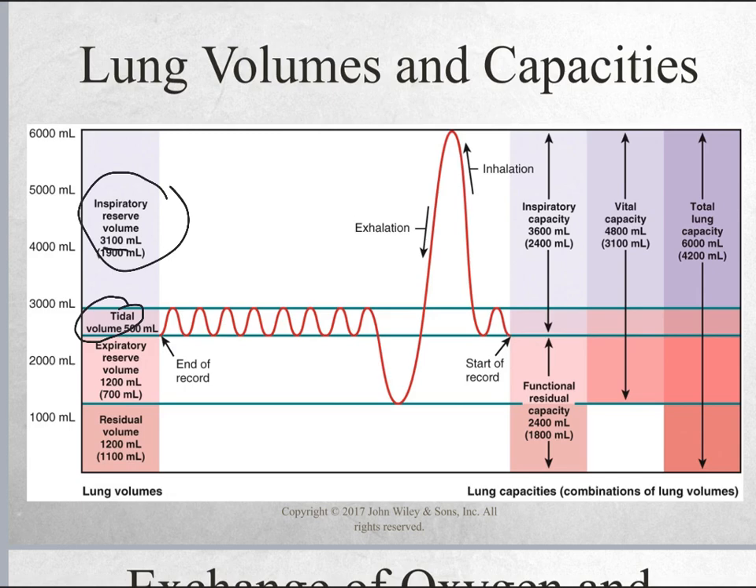So we end the tidal volume, we take in as much air as we can. And again, between male and female, we look at about 2,000 to 3,000 milliliters. The next thing we have to look at is going to be expiratory reserve volume. Now this number is much lower, 700 for females, 1,200 for males.